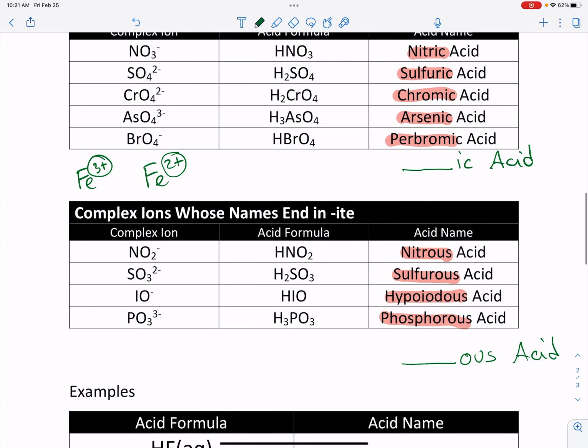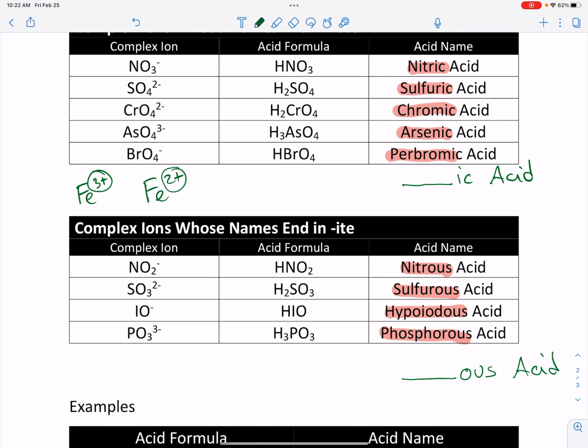Well, here we have something similar, not exactly the same, but similar. The nitrate ion has a greater amount of oxygen, 3 oxygens, than the nitrite, which has only 2 oxygens. So where you have the greater amount of oxygen, the ion that ends in ate, you use the ic suffix. When you have the lower amount of oxygen, the ion that ends in ite, you use the ous acid suffix.